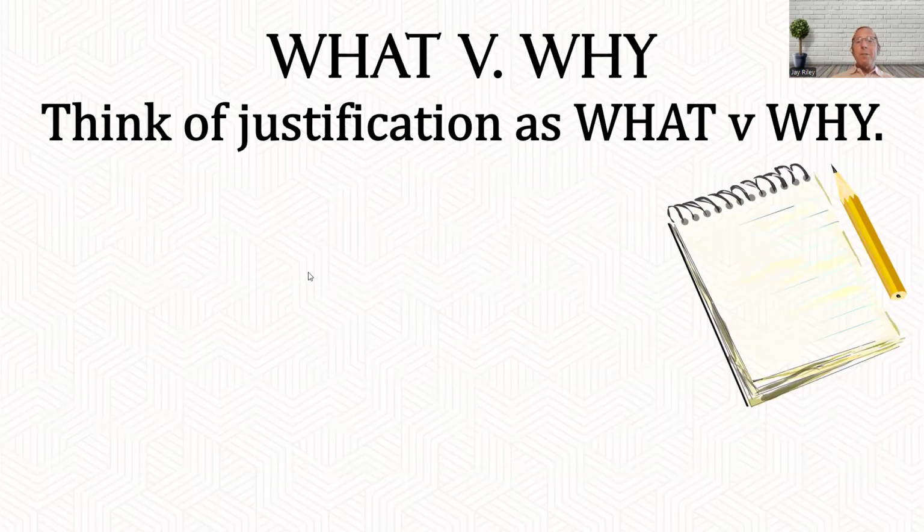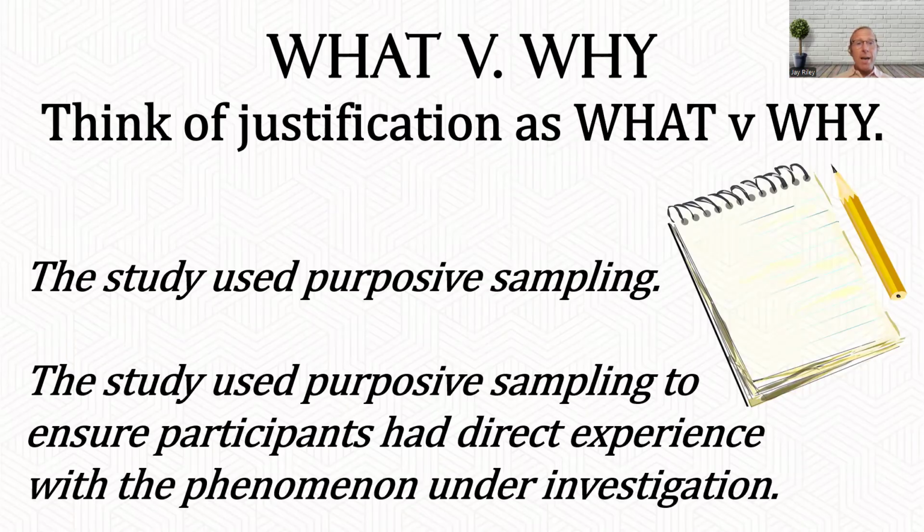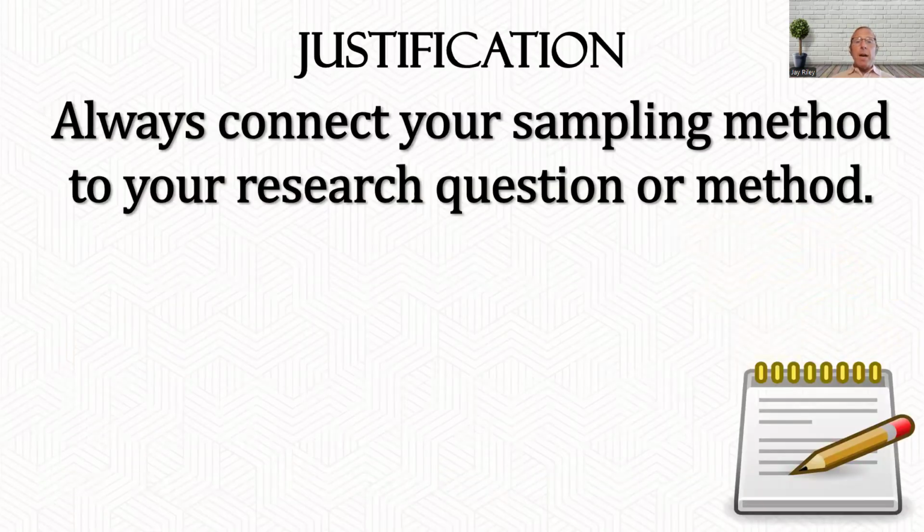So thinking of justification versus telling what sampling method you're using, think of this as what versus why. Okay, what: the study used purposive sampling. Why: the study used purposive sampling to ensure participants had direct experience with the phenomenon under investigation. So again, we always want to connect the sampling method to the research question or the method.